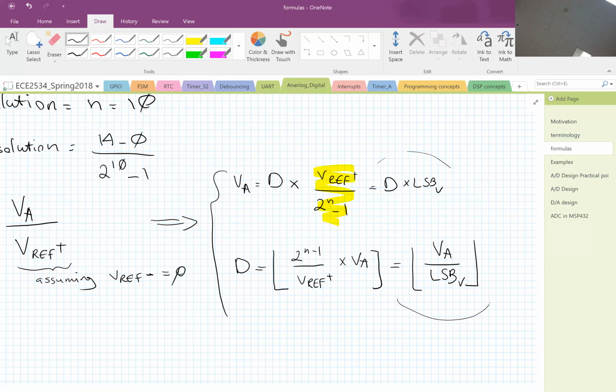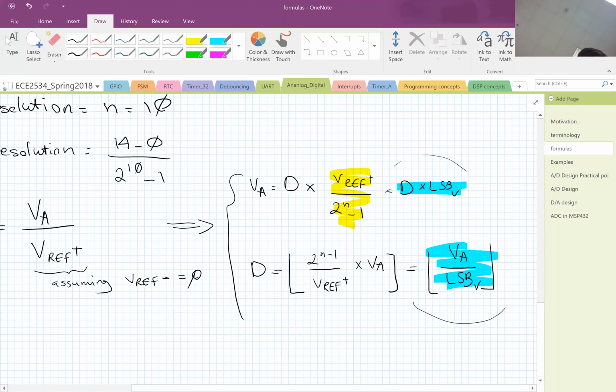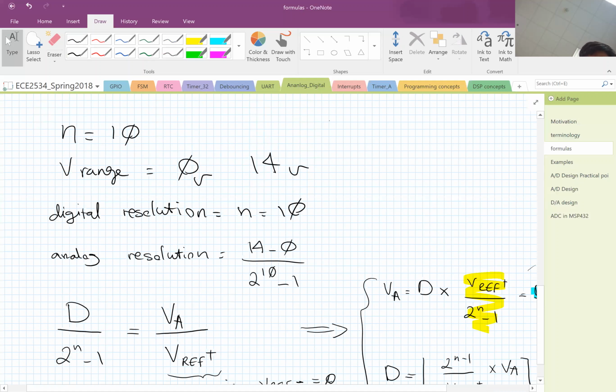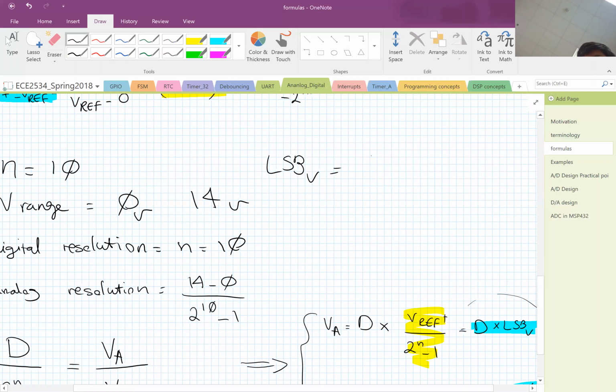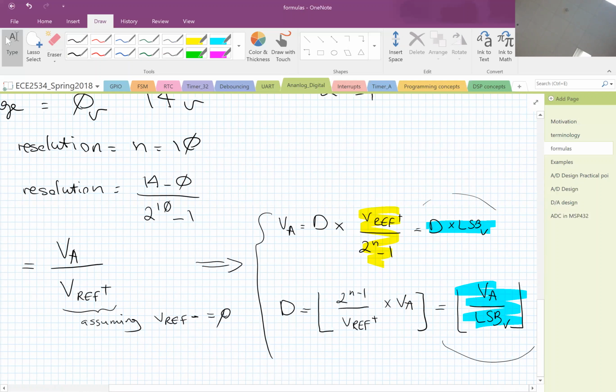There was a question. The question is, what if the Vref minus was not equal to 0? The nice thing is, if Vref minus was not equal to 0, this and this would stay exactly as is, because LSB itself has Vref minus in it. The LSB formula is like this: LSB voltage is equal to Vref plus minus Vref minus over 2 to the n minus 1. That's why I like these last two, which I didn't teach this way at the beginning, because I was just trying to give you the idea, and later I realized this is a lot cleaner and easier way to remember this. You start with digital resolution, you calculate your analog resolution, and then you can go from there anywhere you like.